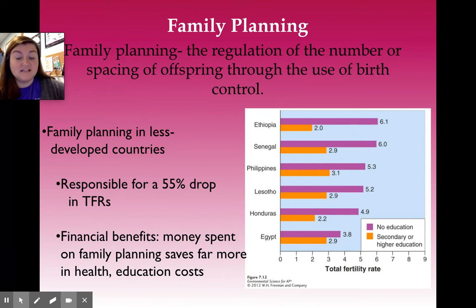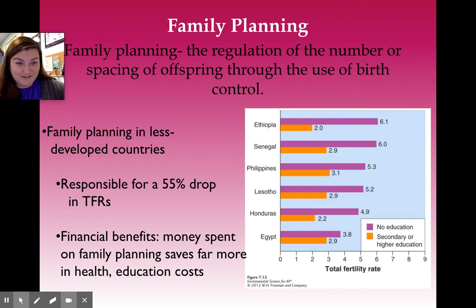Especially become more common in less developed countries, I'm sorry. It is responsible for a 55% drop in total fertility rates, which is pretty huge. The financial benefits are money spent on planning. I gotta slow down. My brain's going faster than my mouth can talk.